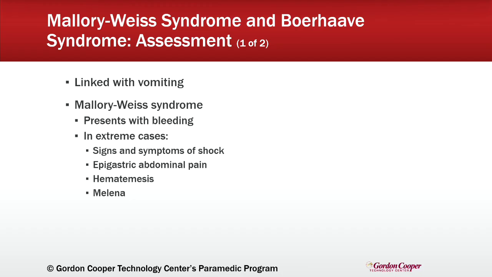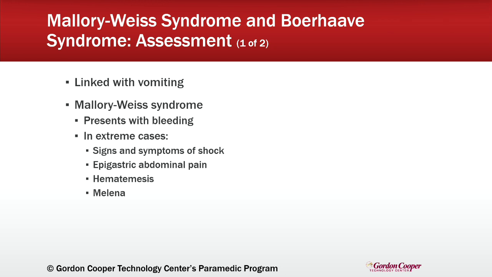For both of these, they are both linked to vomiting. Some form of vomiting that causes this tear to happen. In women, the vomiting may be tied to pregnancy, while in men, it's often related to alcohol consumption that's caused some damage to the lining of the esophagus. With Mallory-Weiss syndrome, that's the one, remember, it's going to present with bleeding, which is going to be really severe. In the most severe cases, expect to find them showing signs of shock, and they're going to have some epigastric abdominal pain and vomiting blood.